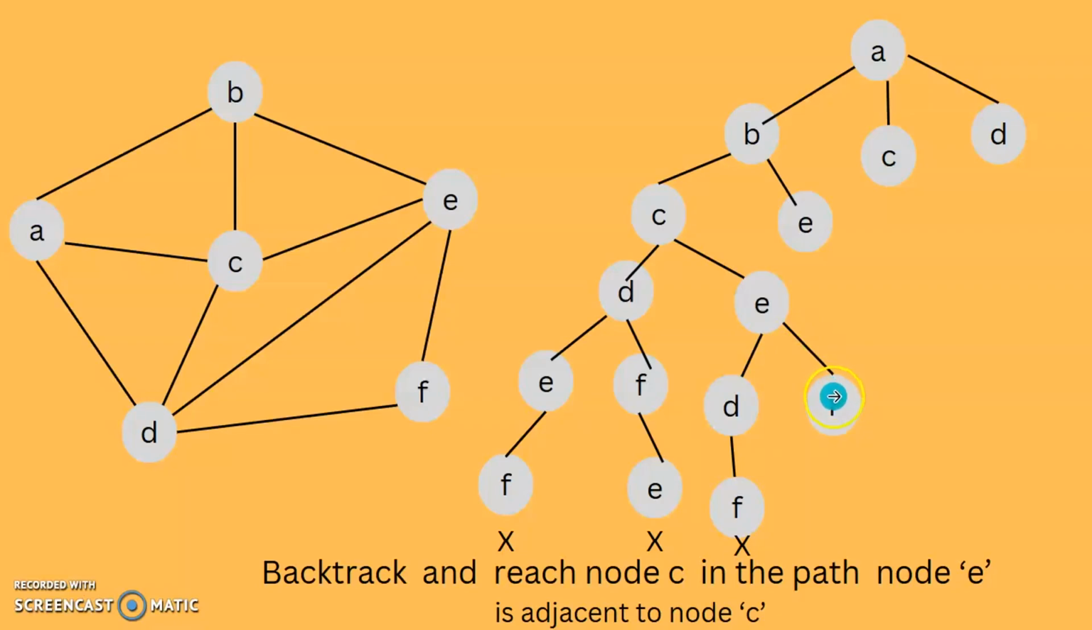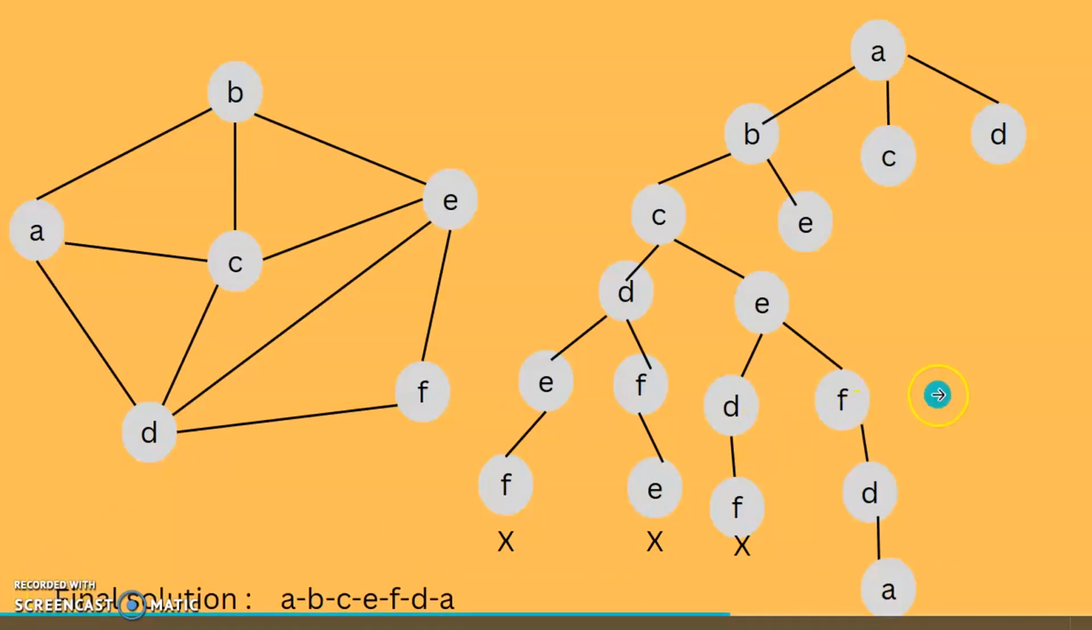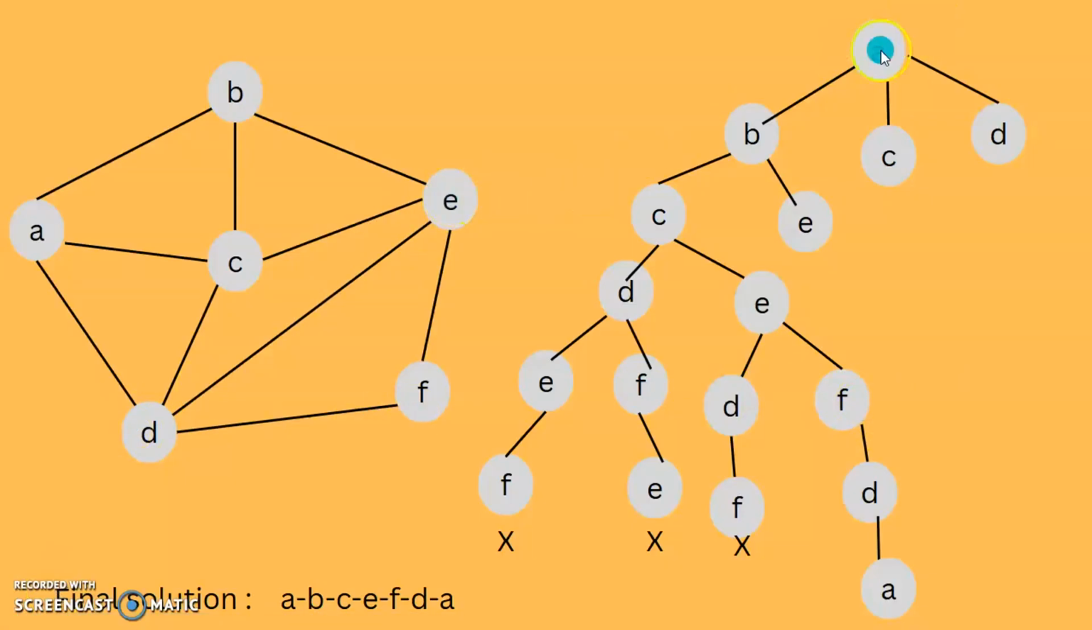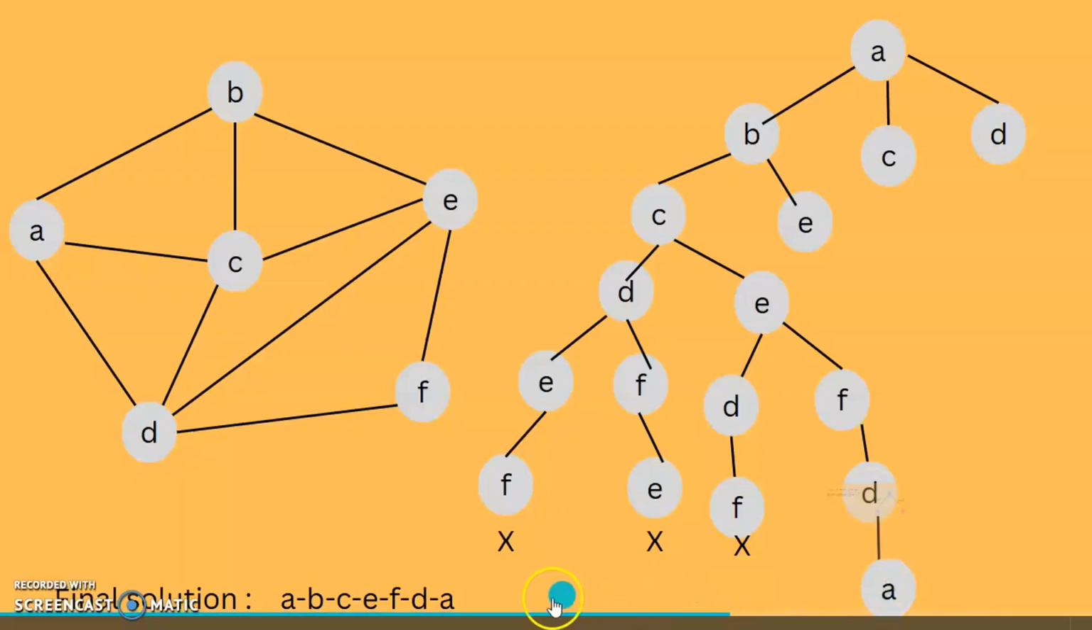Now we have to find the adjacent nodes of node F. Adjacent nodes of node F are D and E, but in this path E has already been visited, so only D remains to be visited. So you go to the node D. Now in this path all the nodes have been visited, and according to the Hamiltonian circuit problem, finally we have to reach the starting vertex. So there is a direct path from D to A. So this is the final solution now.